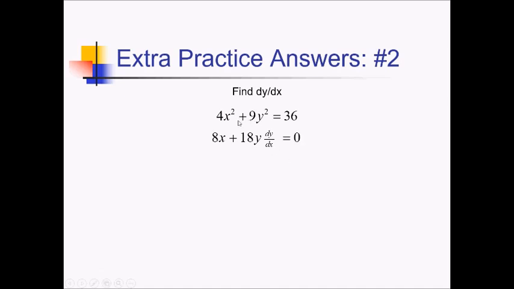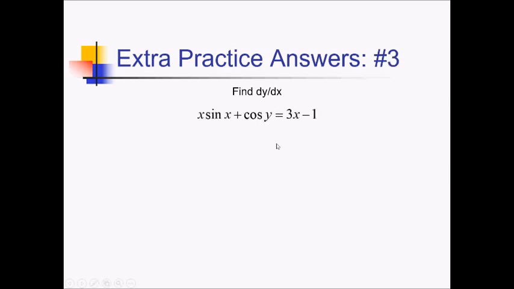Okay, so let's just move this 8x over to the other side. And we're just isolating dy over dx now, so we can divide both sides by 18y. And that's going to give me negative 4 over 9 if I reduce that. So negative 4x over 9y is my final answer for dy over dx.